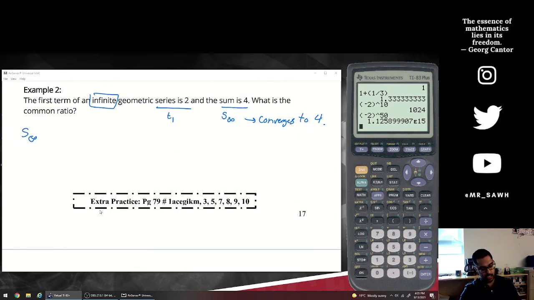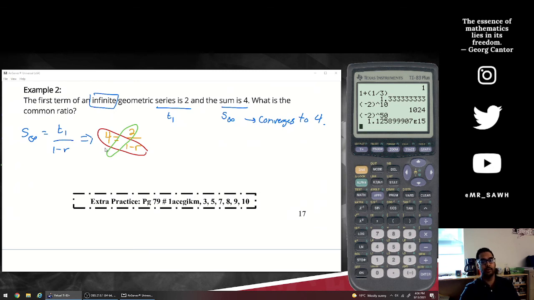Your formula is the sum of an infinite number of terms, T1 over 1 minus r. I know a couple of these things. The infinite sum is 4. The first term is 2. Plug in what you know, and it turns into a solving equations type problem. So 4 equals 2 over 1 minus r. Now you can cross multiply here. You can take 4 and multiply it with 1 minus r, and that should be equal to 2 times 1. There's no value underneath the 4.